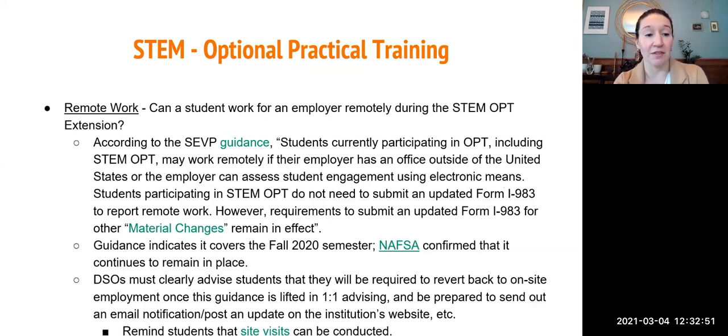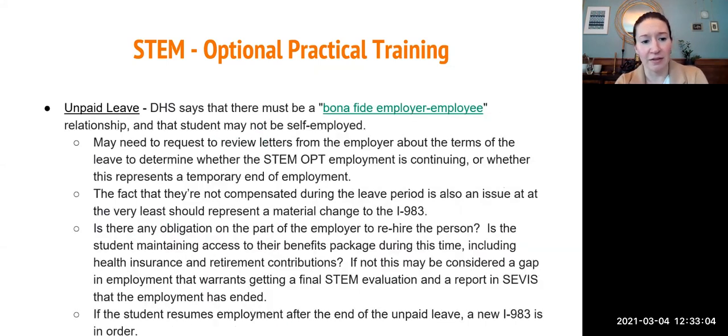But this is documented, and if you have a student asking you about remote work, I think it's useful to point that out and remind them of that possibility. If we could move to the next slide.